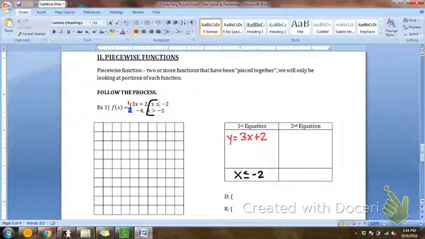Okay, then the next one says y equals negative 4. Do you guys see that? There's no x with that, but that's okay. And then that one said x is greater than negative 2, thank you. All right, so let's draw an x and a y axis.